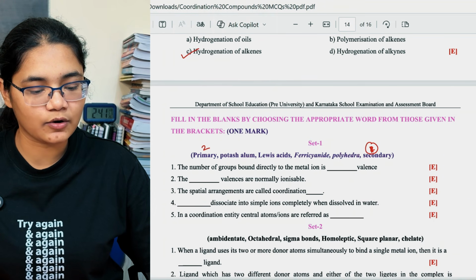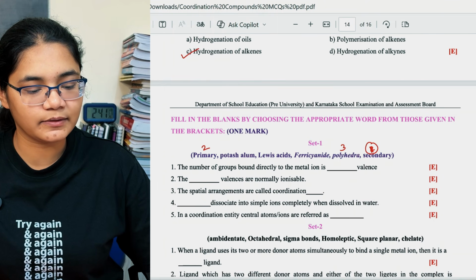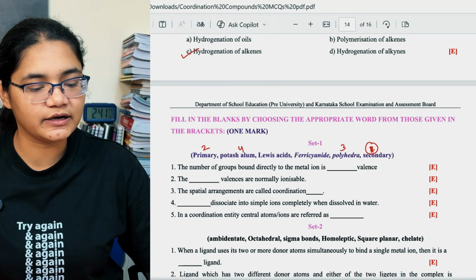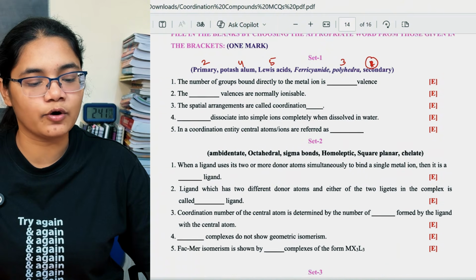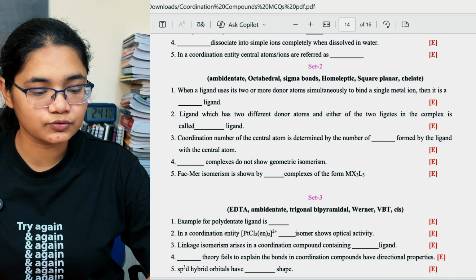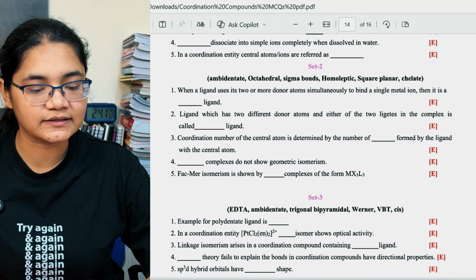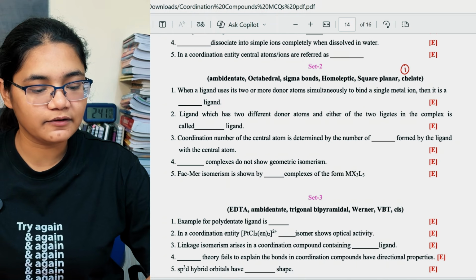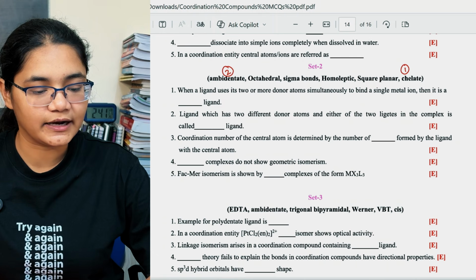Spatial arrangement is called the coordination polyhedra. Dash dissociate into simple ions: potash alum will dissociate into simple ions. In a coordination entity, the central atoms are referred to as Lewis acids as they accept electrons. When a ligand uses its 2 or more donor atoms simultaneously to bind a single atom, then it is a chelating ligand. A ligand which has 2 different sites but uses either one is an ambidentate ligand.